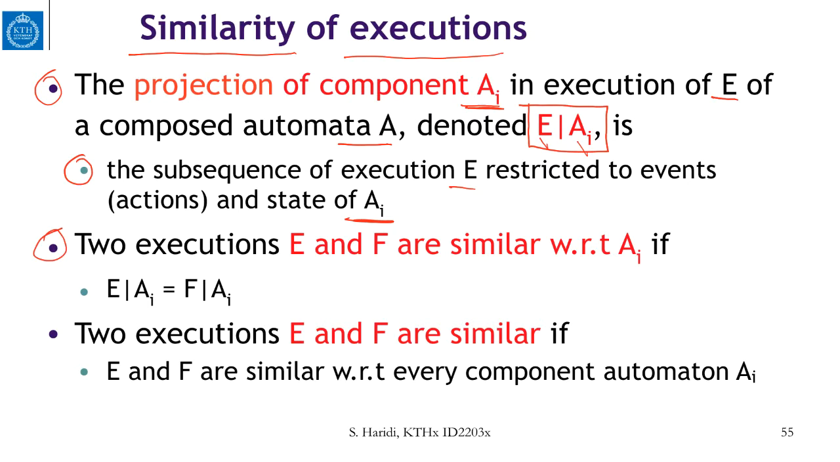We say that two executions are similar with respect to the component automata AI if we restrict the first execution to the view of AI and we restrict the second execution to the view of AI, and we look at these two and we see they are exactly the same. We say that two executions E and F are similar or indistinguishable if E and F are similar with respect to every component automaton AI.